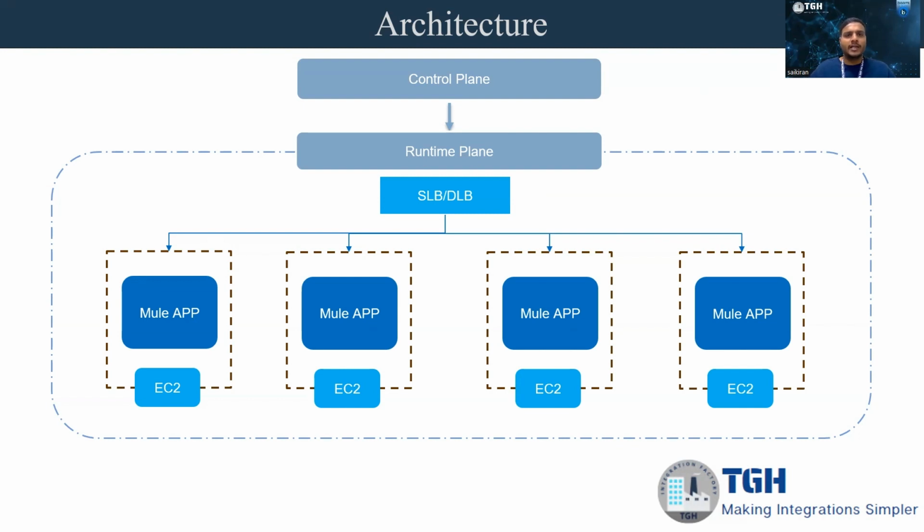If we are updating an existing application, CloudHub will create one more EC2 instance, and it will deploy the new updated application there, and it will discard the previous application. This new application will be added to the shared load balancer. From there onwards, it will start executing the requests.